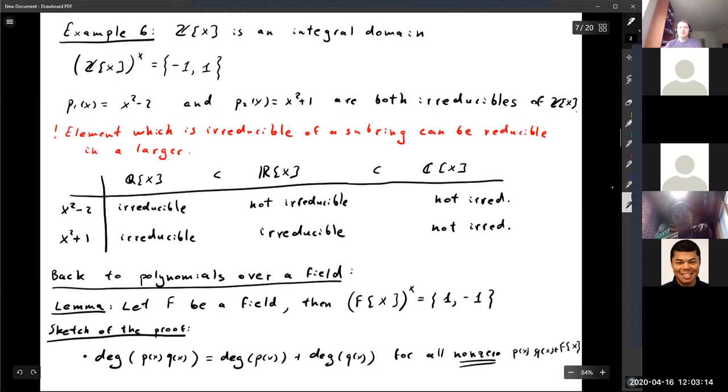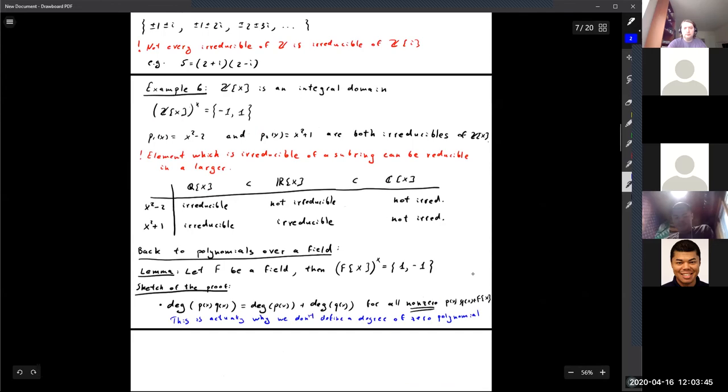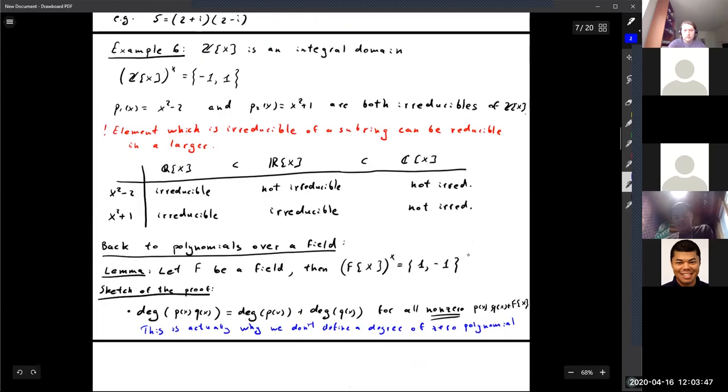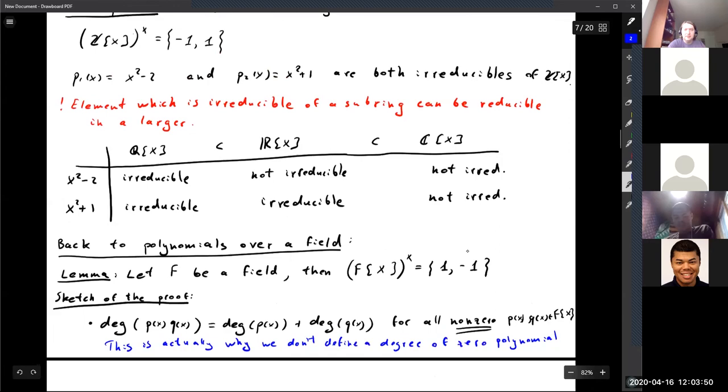And this is actually why we don't define a degree of the zero polynomial, because you will run into pathology with this formula.